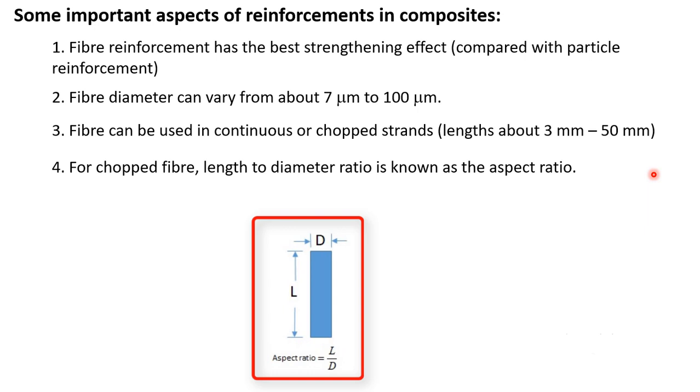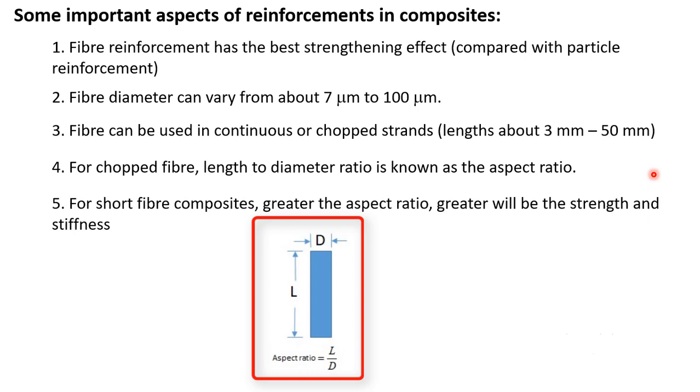For chopped fiber, the length to diameter ratio is known as the aspect ratio. For short fiber composites, the greater the aspect ratio, the greater will be the strength and stiffness. That means the longer the fiber, the better will be the strengthening effect.